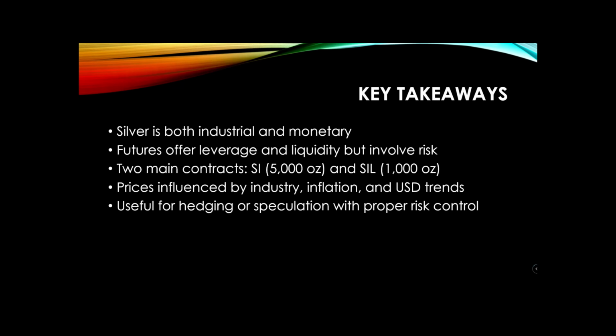Silver is both industrial and monetary. The futures offer leverage and liquidity, but involve substantial risk. The two main contracts are the SI, 5,000 ounces, $25 a tick, and the SIL, 1,000 ounces, $5 a tick. Again, SIL is 1/5 the price of the SI from a tick perspective, as well as from an ounce perspective. Prices are influenced by industry, inflation, and US dollar trends. It is useful for hedging or speculation with proper risk control.